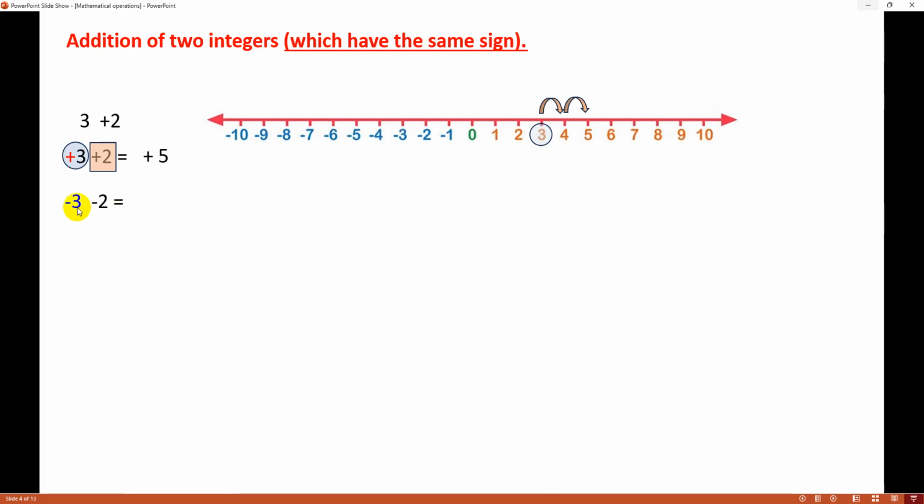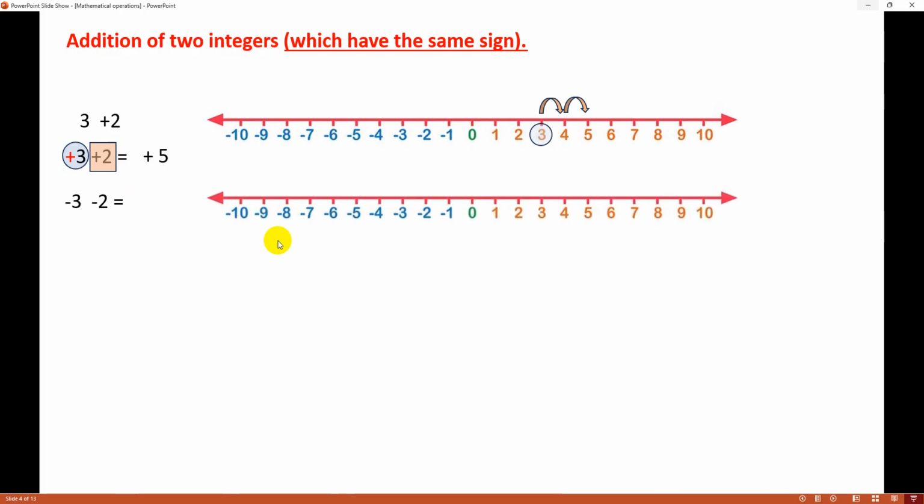Now if we have negative 3 minus 2, same thing, we go to the number line, we start in negative 3, but because of this minus 2, we're going to move 2 units to the left. So remember, when we subtract something, we move to the left. When we add something, we move to the right. So in this case, we move 2 units to the left, 1, 2. So we land in negative 5. So negative 3 minus 2 equals negative 5.